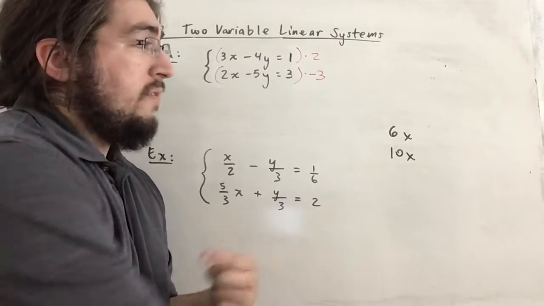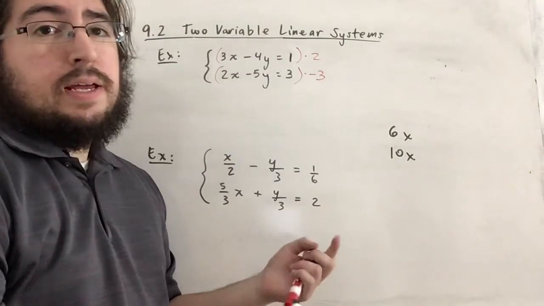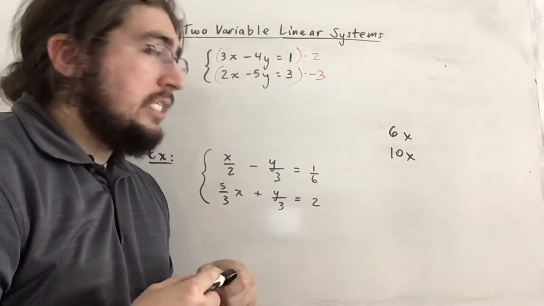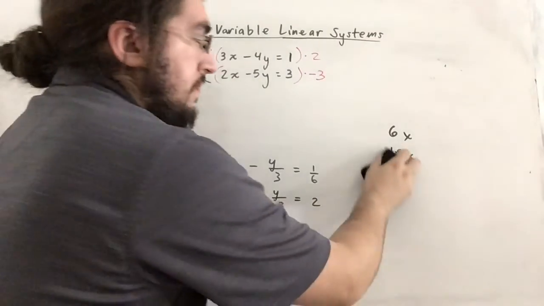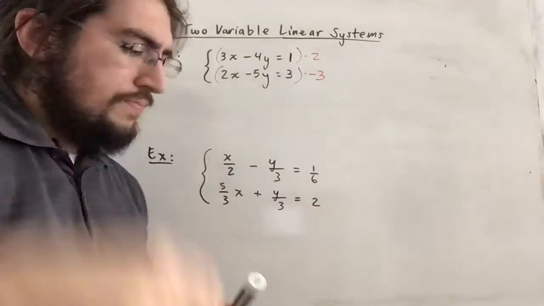Of course. If you multiply top by 5 and bottom by 3, then you get 30, which is the least common multiple of 6 and 10. So that's what I was trying to say there. So just kind of bear that in mind.